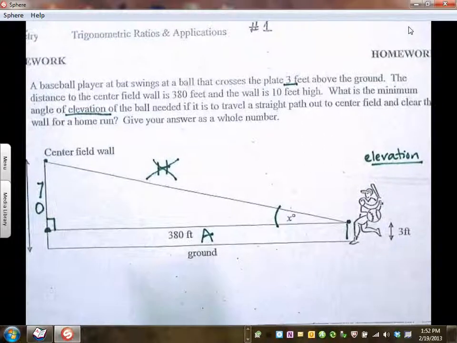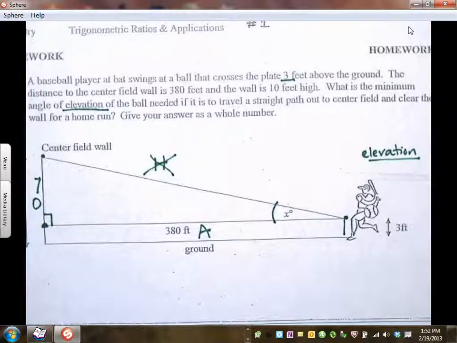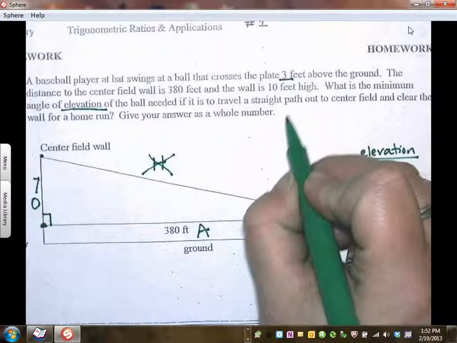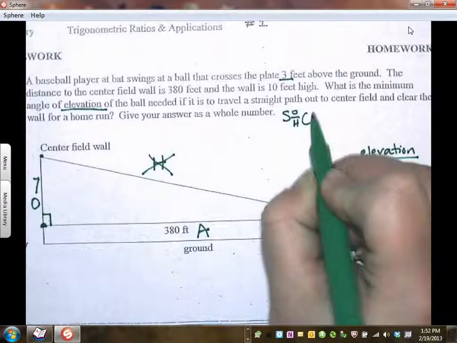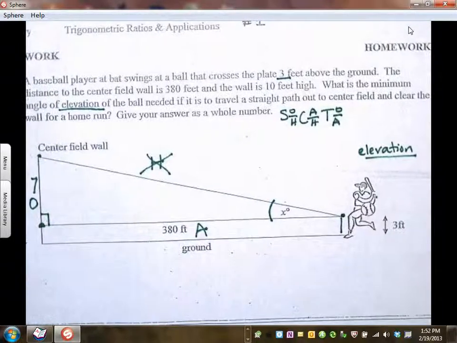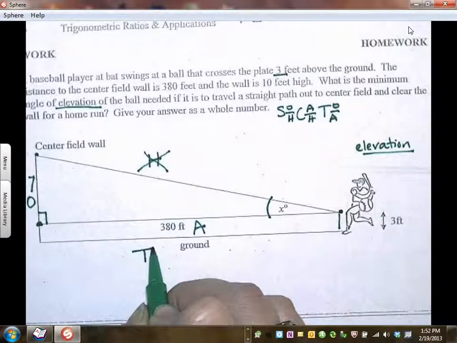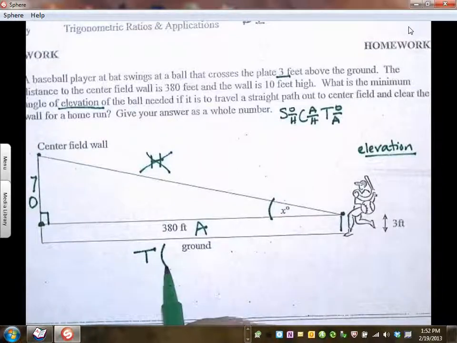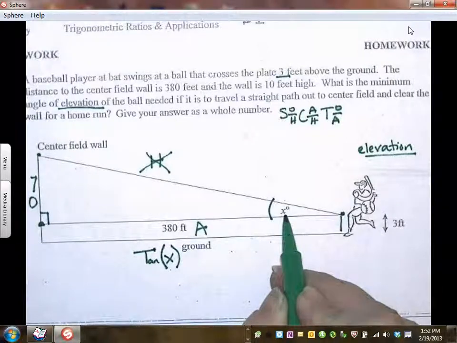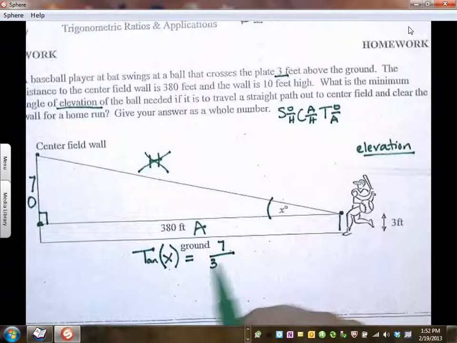So, this isn't 70, this is 7, and that's the O. Which of my functions uses an A and an O? And so I might write here SOHCAHTOA. Where do I have an O and an A? Well, you all agree with me that that's going to be my tangent. And what always goes next to the function? The angle. In this case, X is my angle. The opposite is 7, and the adjacent is 380 feet.